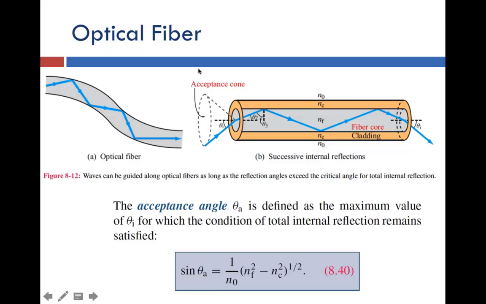Now, whether or not you even want to have an acceptance cone depends on what your application is. So, if you're trying to transmit information optically, then you might want to limit this acceptance cone so that you're not bringing in excessive amounts of light or information. If you're trying to couple energy from point A to point B and just deliver optical energy and you don't really care about a signal, then you might want to maximize this acceptance cone.